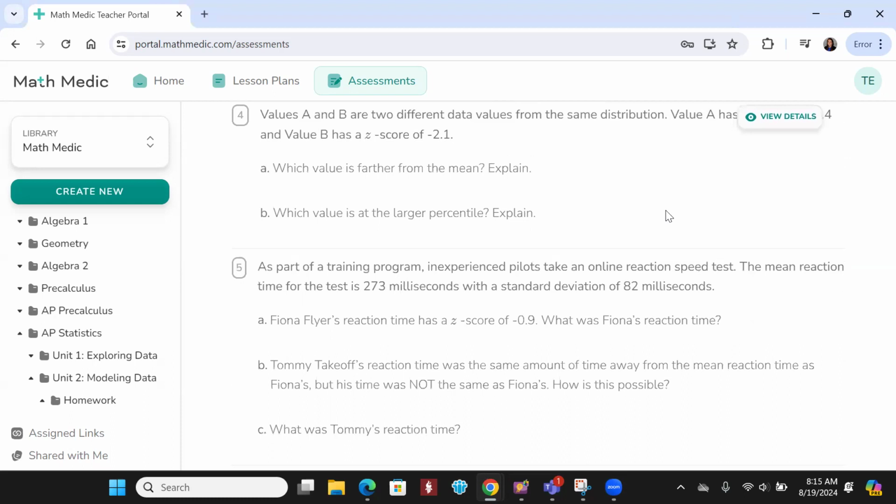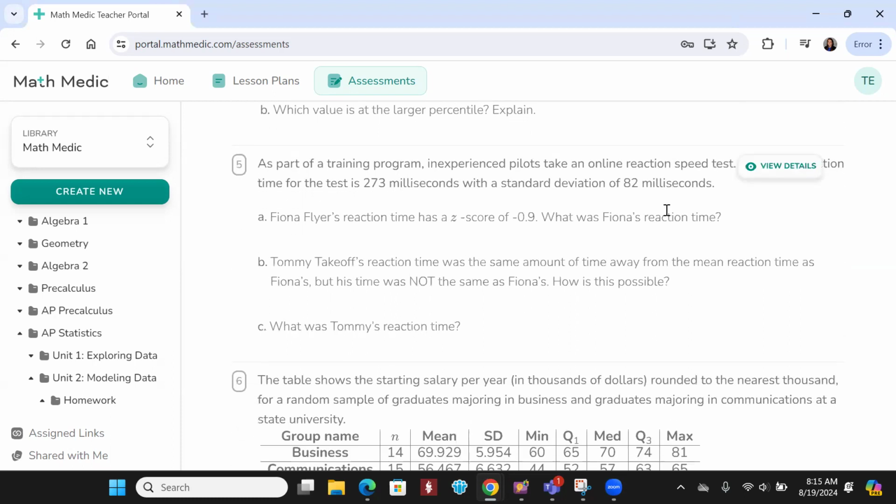Okay, let's move on to 5. As part of a training program, experienced pilots take an online reaction speed test. The mean reaction time for the test is 273 milliseconds with a standard deviation of 82. One pilot's reaction time has a z-score of -0.9. What was the actual score? That should have been 199.2 milliseconds. Don't forget your units. Don't forget your units.